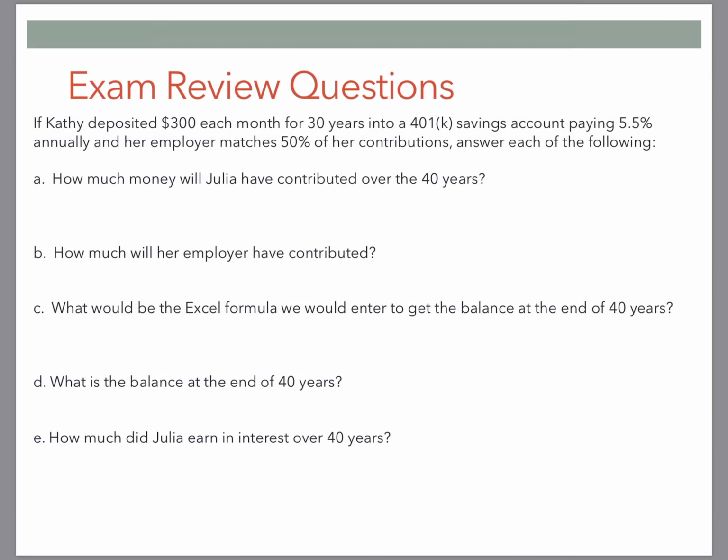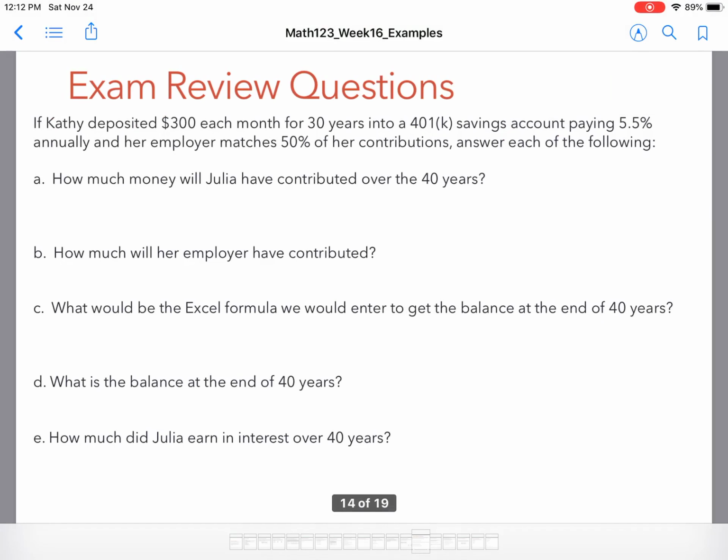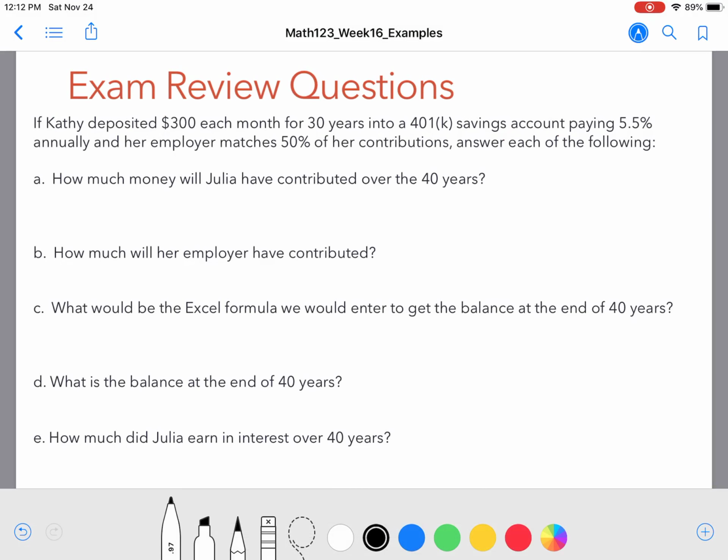Okay, so if Kathy deposited $300 each month for 30 years into a 401k, paying 5.5% annually, and her employer matches 50% of her contributions, answer each of the following questions. Okay. I forgot to change the name. So this is Julia, should be Kathy, okay? But how much money will Kathy have contributed over the 40 years? So she personally puts in $300 each month. So we're going to take 300 times 12. That will figure out how much she contributes in a year. But she does this for, I just botched this question here. 30 years. Kathy.